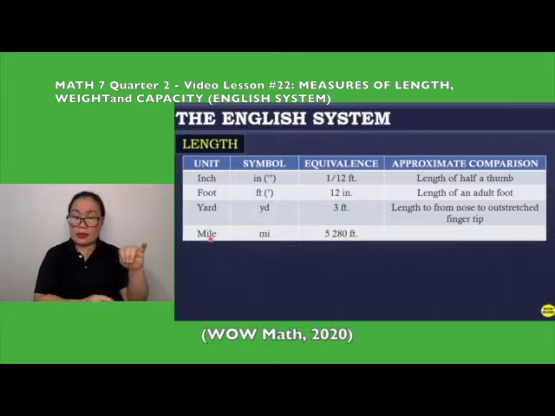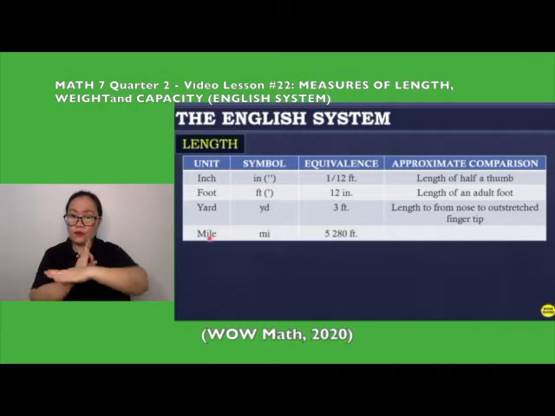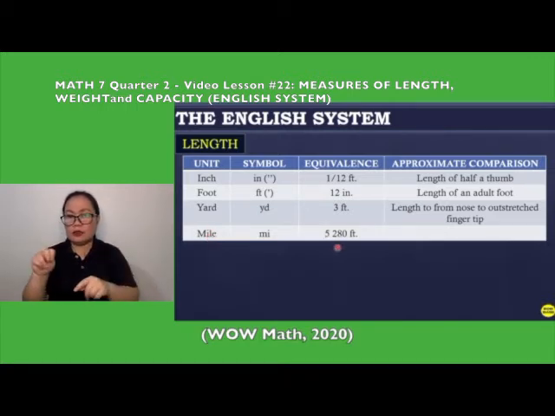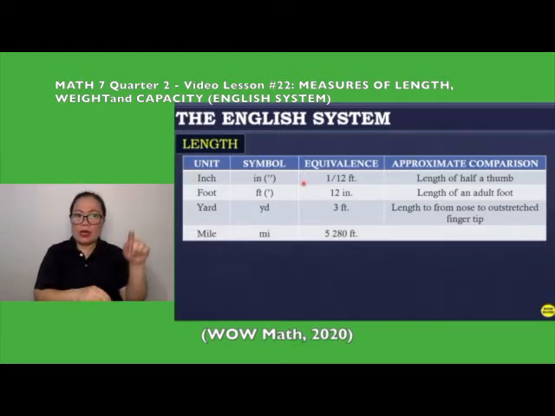Now, by the way, meron tayong tinatawag din na nautical mile. Iba po yun. Okay? So, iba po yung mile sa nautical mile. Iba po yung equivalent nun. Okay? Now, so again ito po ay 1. So, for every 1 inch, that is 1/12 feet. For every 1 foot, that is 12 inches, and so on.